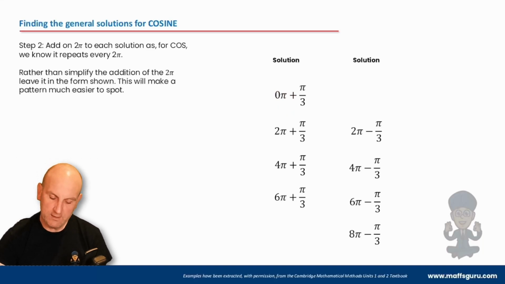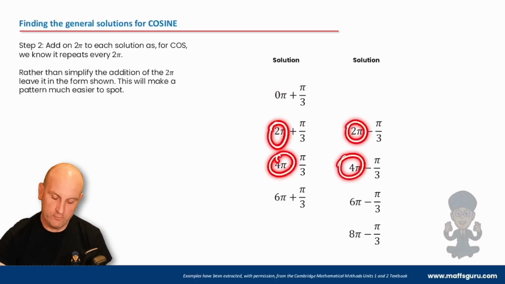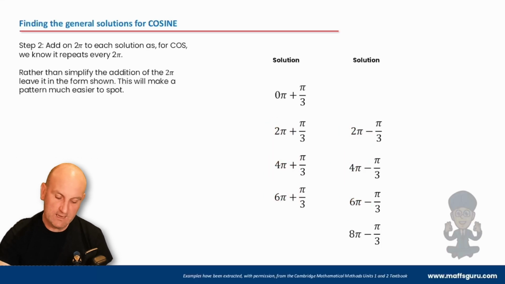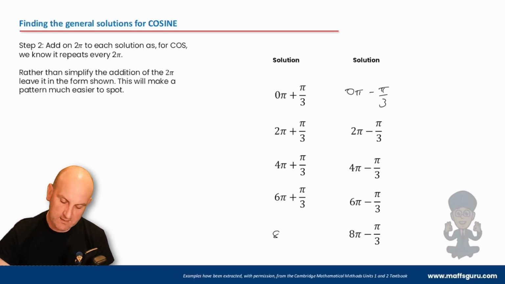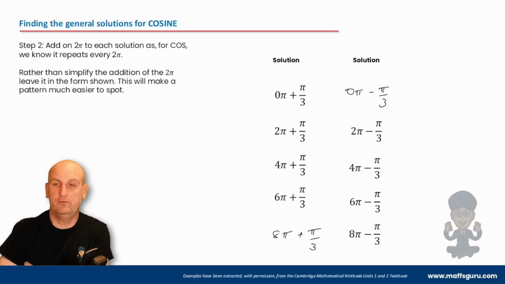Now, bearing in mind I've got 2 pi, 2 pi, 4 pi, 4 pi, 6 pi, 6 pi, I can now probably fill in my missing values here. And now that's going to be 0 pi minus pi on 3. And that's going to become 8 pi plus pi on 3. And now I have a beautiful pattern.